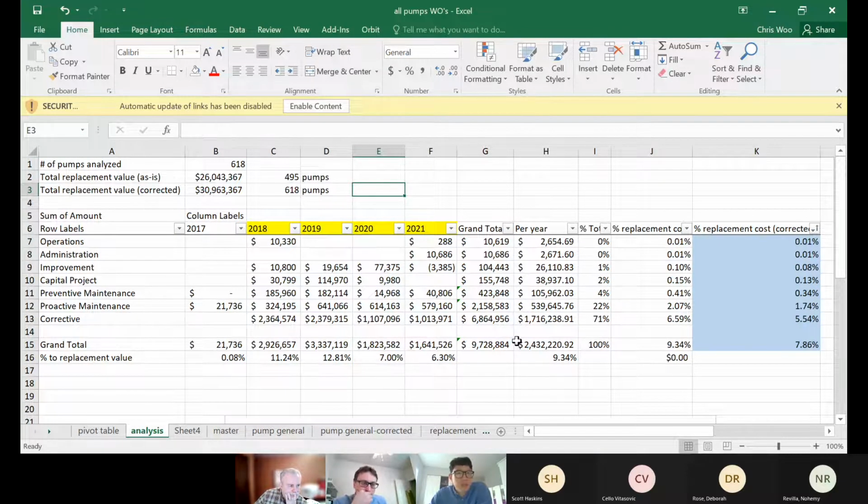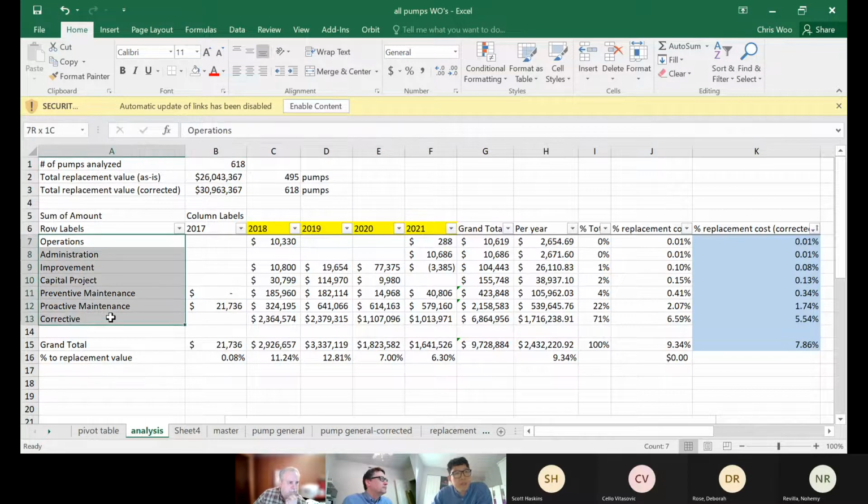But essentially, I searched up the 618 pumps in the database, and I was able to download the work orders in these categories. As Mert said, we have operations. We also have administration, improvements, and capital projects, and 3 types of PM, the maintenance work: preventive, proactive, which is kind of predictive, and also corrective. And I was able to pull out the expenses in each year from 2017 to 2021.